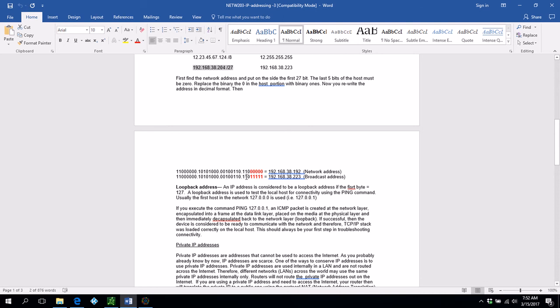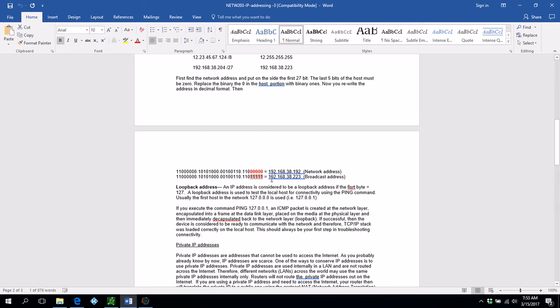192.168.38.204. So as you can see, when you do the ANDing, you'll get 192.168.38.192. And then, because the last 5 bits are all zeros, you replace them with all ones, and when you read the last byte, instead of 192, it becomes 223. So 192.168.38.223 is your broadcast address. See, it's not 255, right? Because the last 5 bits of the /27 are all ones, then it's a broadcast address, right?